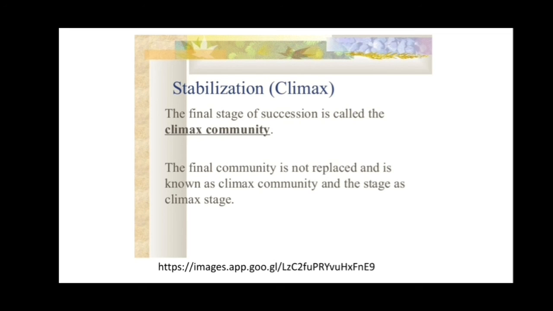Now the stabilization, that is, the climax, the final stage of succession, is called the climax community. The final community is not replaced and it is known as the climax community, and the stage is called the climax stage.